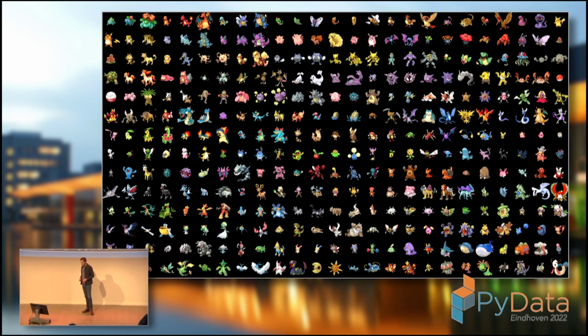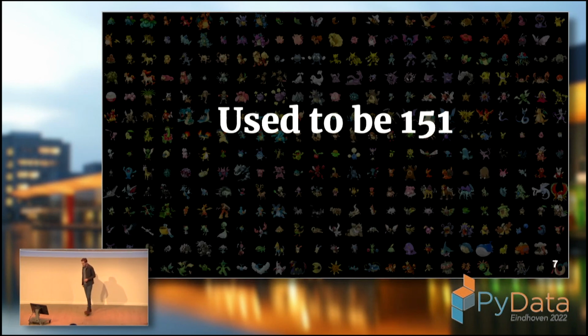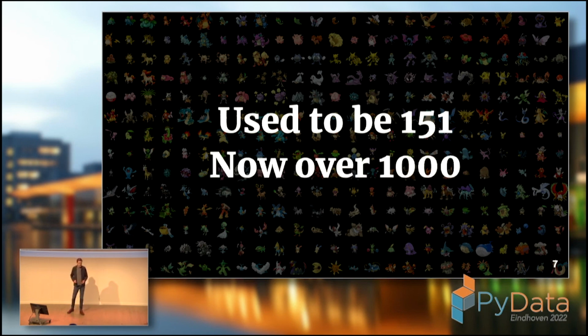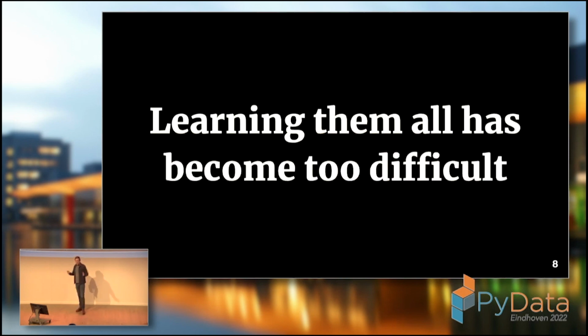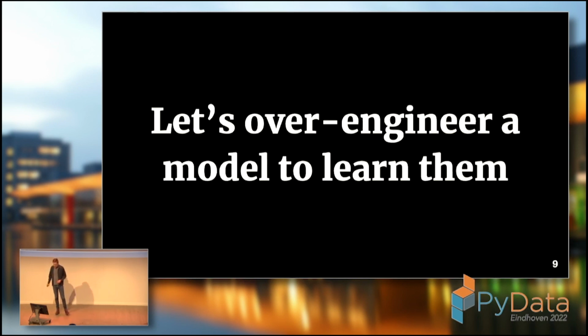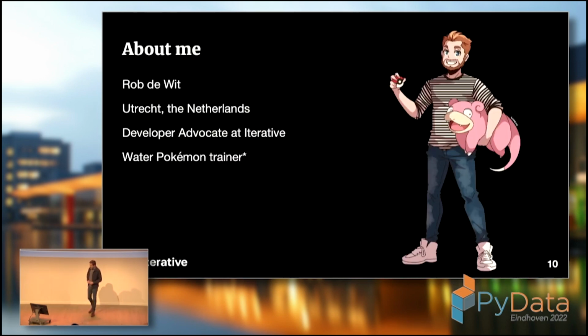And there are also a lot of Pokemon. Back when I was a kid in the 90s, there used to be 150, or 151 to be precise. And right now we're at a problematic over 1,000. So at that point, it just becomes way too much to learn them all by heart. I don't have the time to go through all of those 1,000 Pokemon and learn their type or their 2 types. What I do have the time for is to over-engineer a machine learning model and learn them for me. So that's what we'll be doing today.